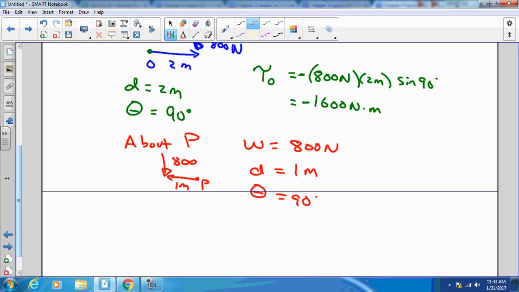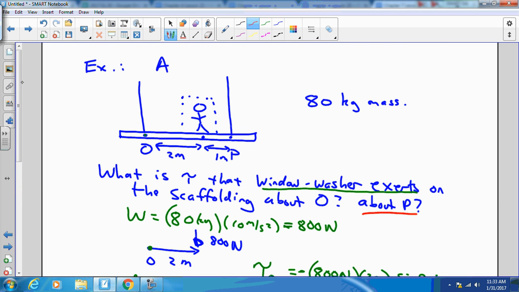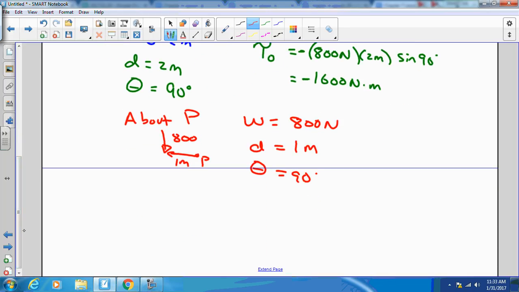Where's point P supposed to be located? Point P is located right here. So the torque exerted about point P, and there's my subscript again, telling me the axis of rotation. That's not an optional decorator, it's necessary. Is going to be 800 newtons times 1 meter, again times the sine of 90 degrees, which is 1.